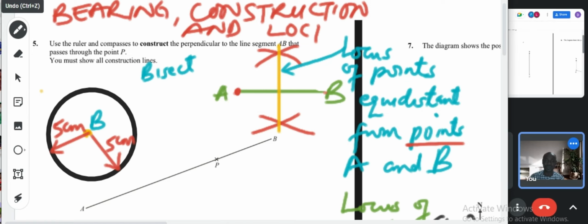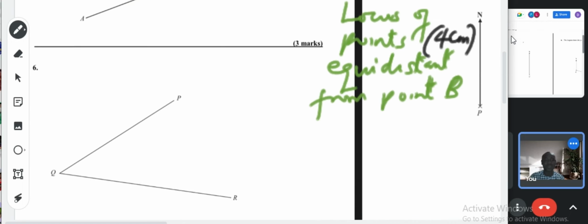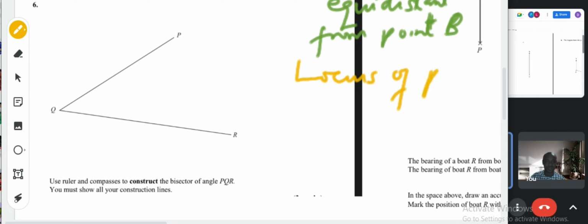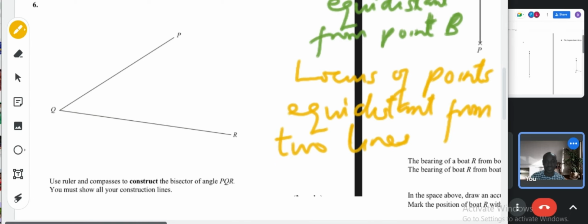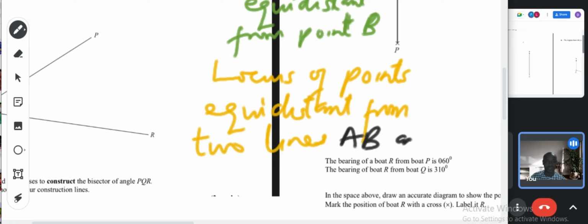All right, I've talked about that. Now, finally, locus of point equidistant from two given lines. Let me now write it in yellow. Locus of point equidistant from two lines. The two lines could be AB and BC.